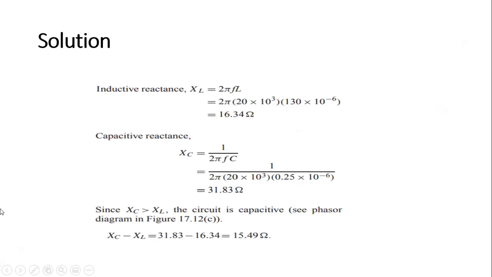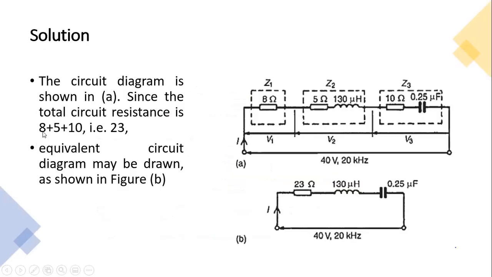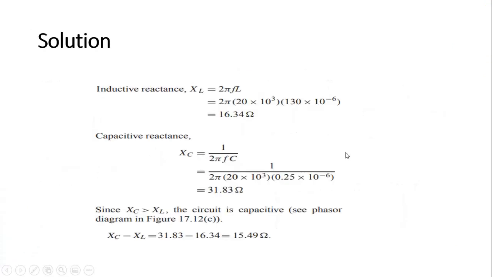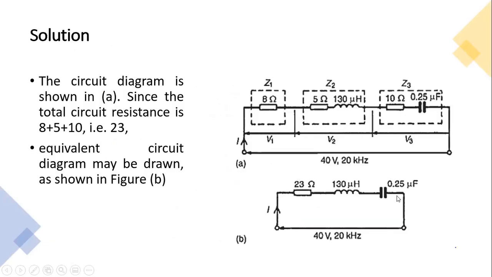So now what do we want to do? We are told to find what? A is to find the circuit current. We want to find this I, which is the circuit current. How do we find the I? You know that V is equal to IZ. So I will be V over Z. We know our V, which is 40. We have to find our Z, and our Z must be the combination of these three.